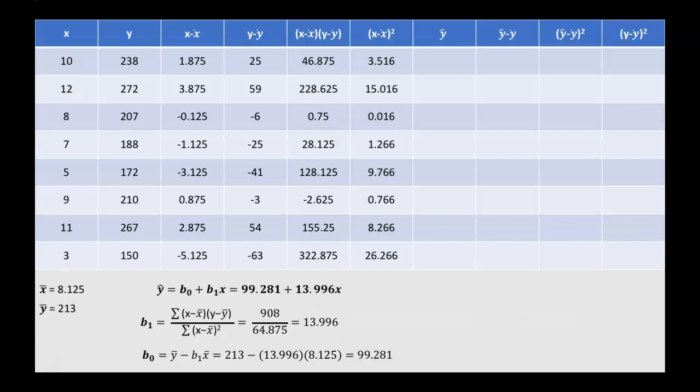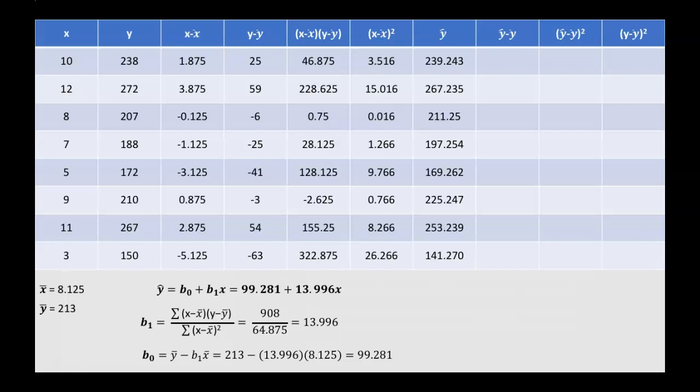So now we can take that y hat and plug it into our worksheet. What we need to do is put each individual x value that we have over in the first column and plug that into our y hat. So we would have 99.281 plus 13.996 times 10, and that would get you 239.243. So we plug each individual x value into that y hat equation, and that's how we get our values in our y hat column. That y hat column is your expected sales per hour.